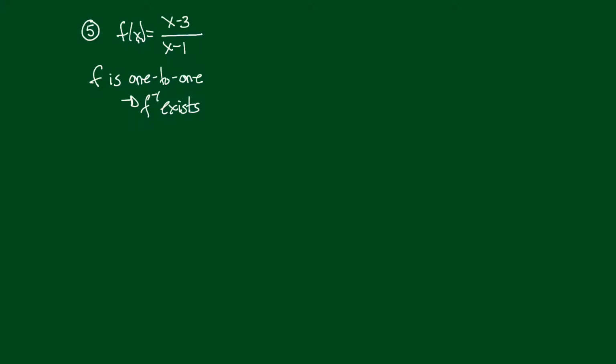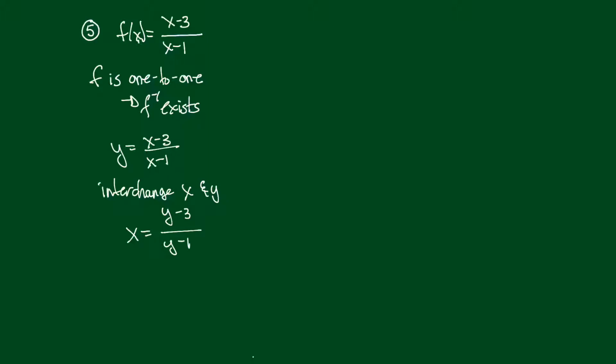We're told that this function is 1 to 1, so that means that the inverse exists. So let's go about finding it. The usual way is to replace, for convenience, f of x with y. So we'll write this as y equals x minus 3 over x minus 1. Now what we're going to do is interchange x and y. If I interchange those, I'm going to get x equals y minus 3 over y minus 1.